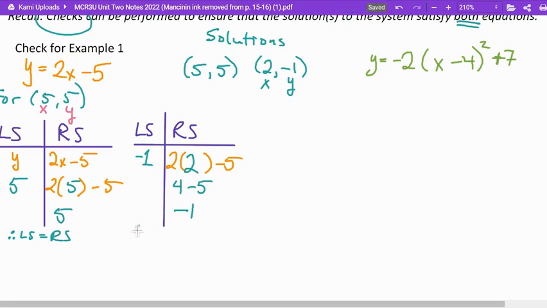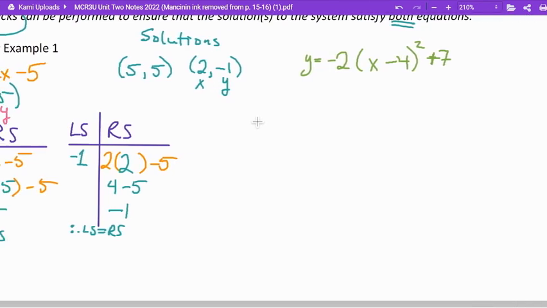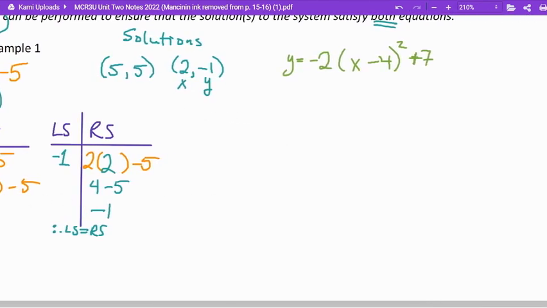What do I say? Therefore, left side equals right side. So what that means is both of these points lie on this line. This line goes through both of these points. And now we do the exact same thing with each of those points and the quadratic.